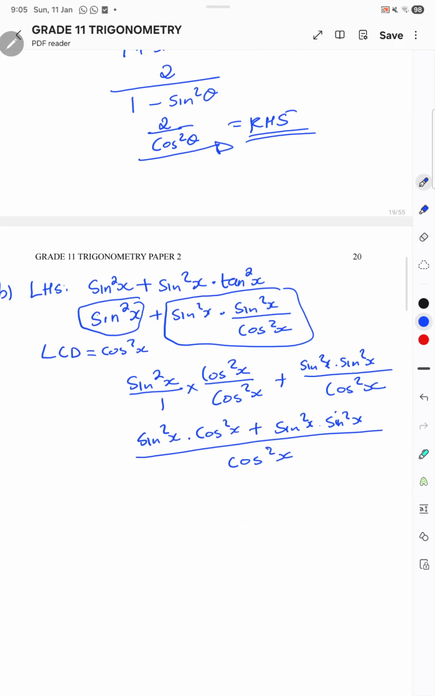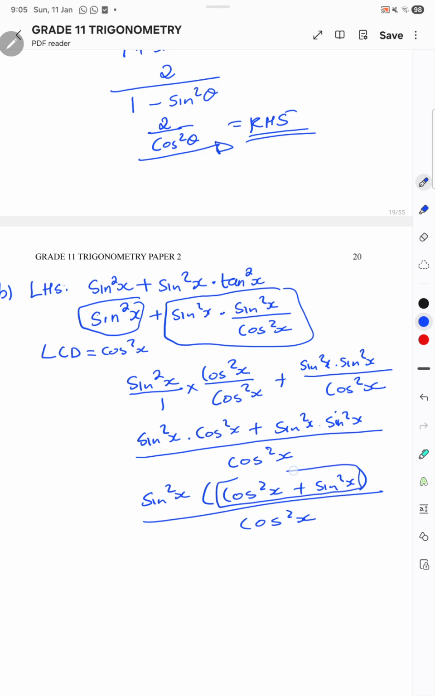Now once we are here, we can take out a common factor. Remember, sine squared x, you're left with cos squared x plus sine squared x divided by cos squared x. Now this we know is equal to 1. So I have sine squared x multiplied by 1 over cos squared x. And then this is tan squared x. Then you're done, which is the same as the right hand side.